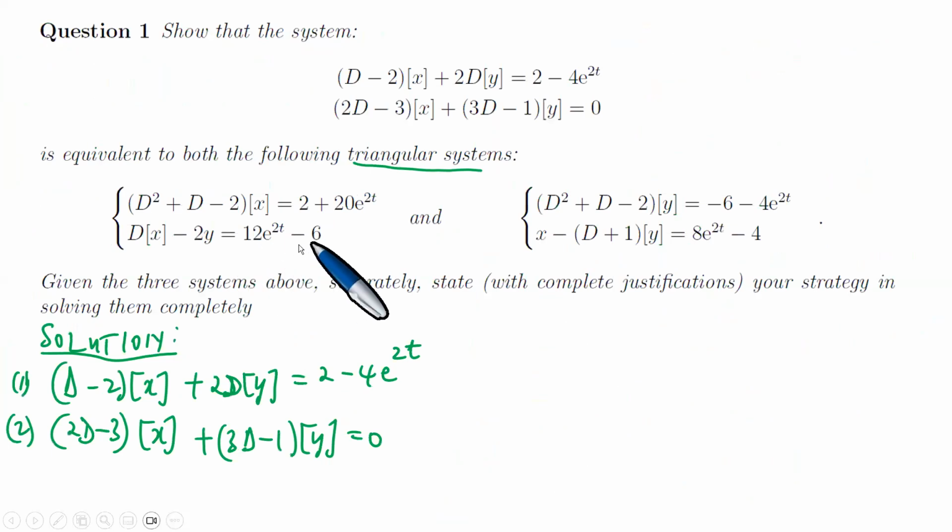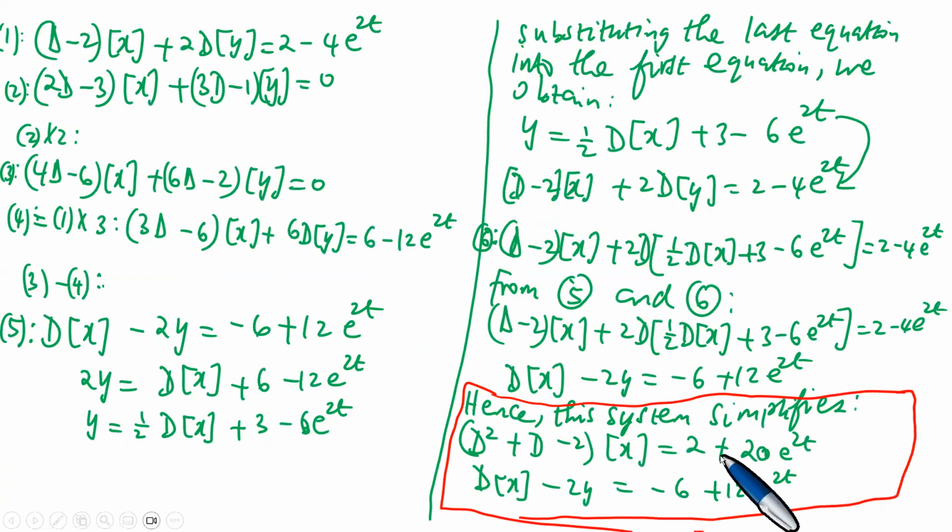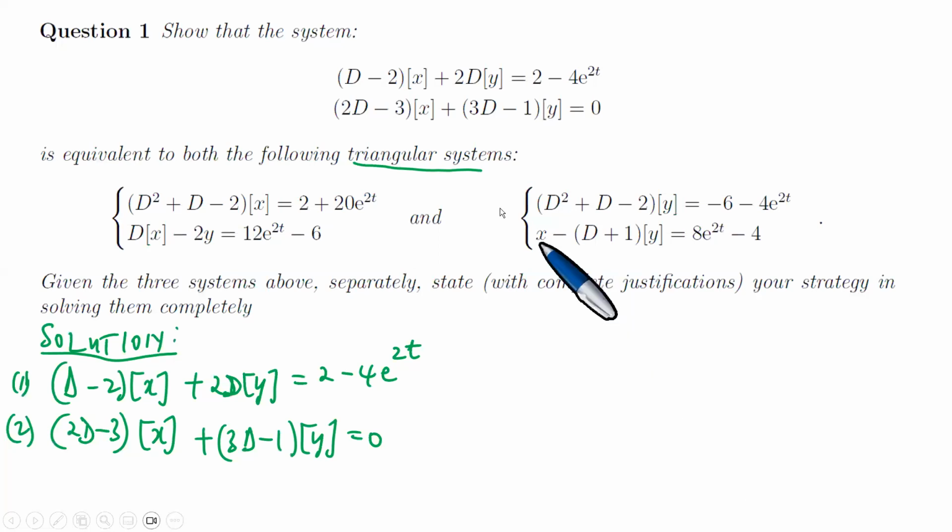With the exception of the fact that we have the minus 6 plus the 12, and here they have the 12 minus that. And they have the d squared plus d minus 2 plus 20t. It's exactly this. So the next objective is to try and eliminate the next variable. We remove the d operator on x, and then we're left with the d operator on y. So that's going to give us another triangular system.